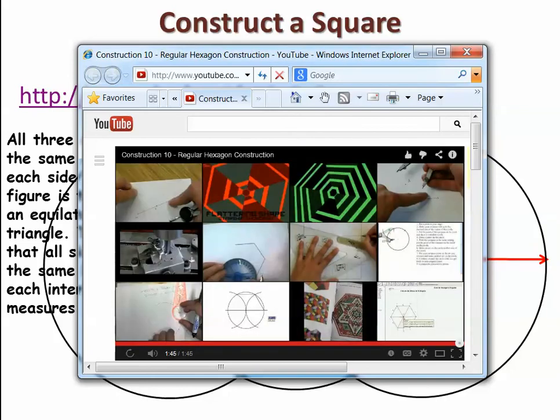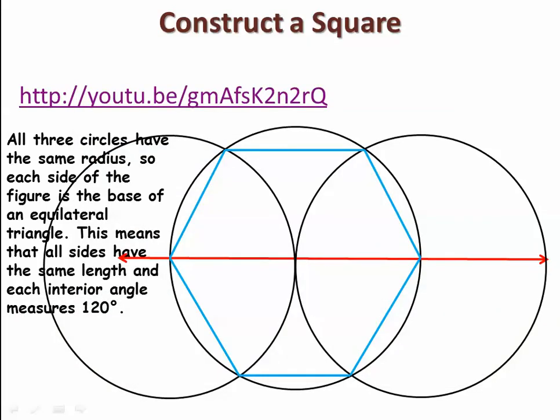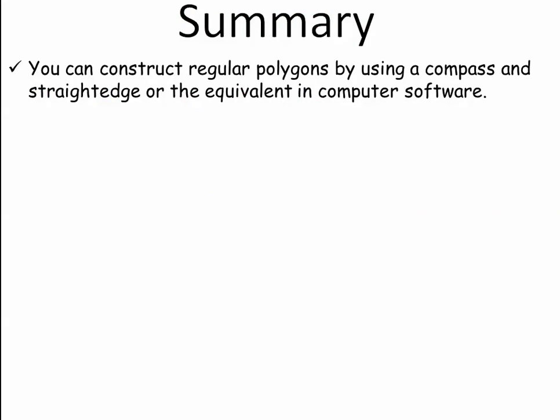Okay. And you'll notice he did mention the equilateral triangles in there, and that's the biggie that you need to get from constructing a hexagon.